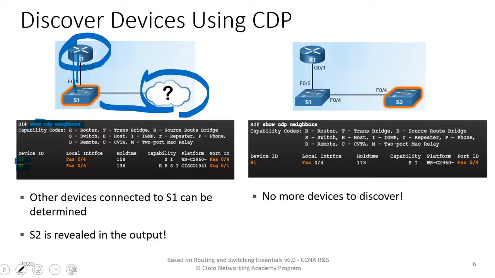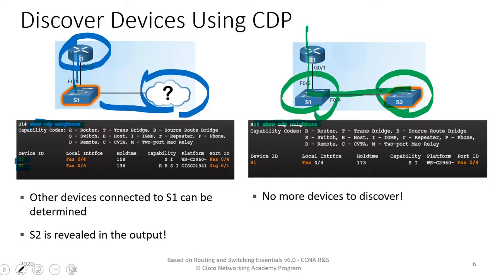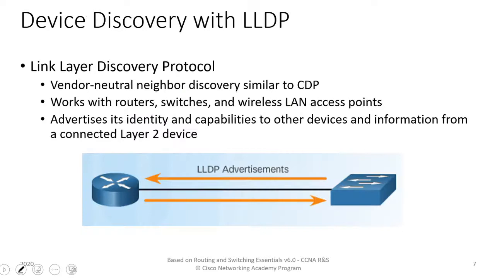S1 has learnt about. Once S1 is sharing that information with S2, now if we go to the same command in S2, now S2 has information about S1. So now all the discovery has been completed. So R1 is there, S1 is there, S2 is there. So that is basically how we would discover devices using CDP.